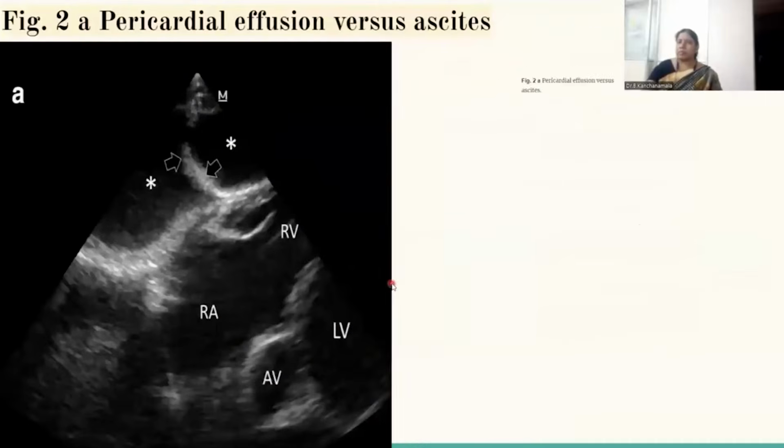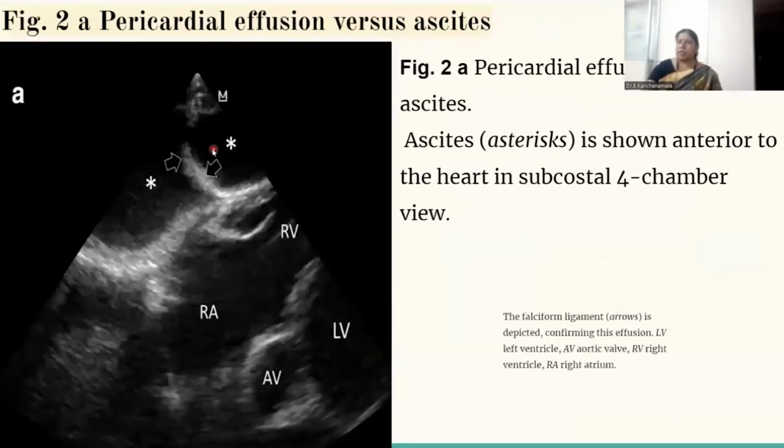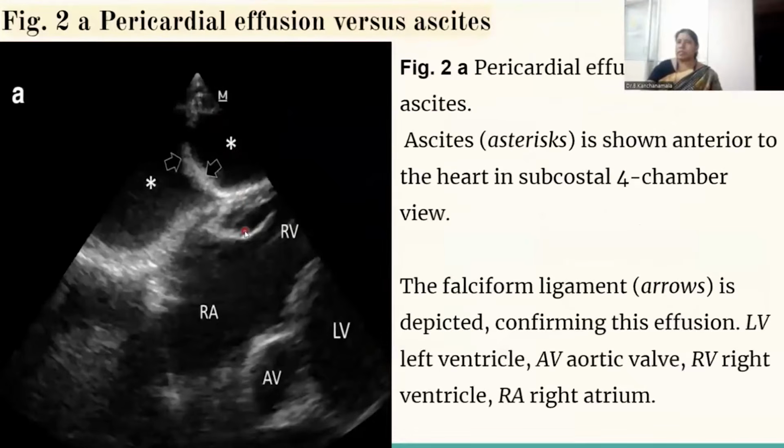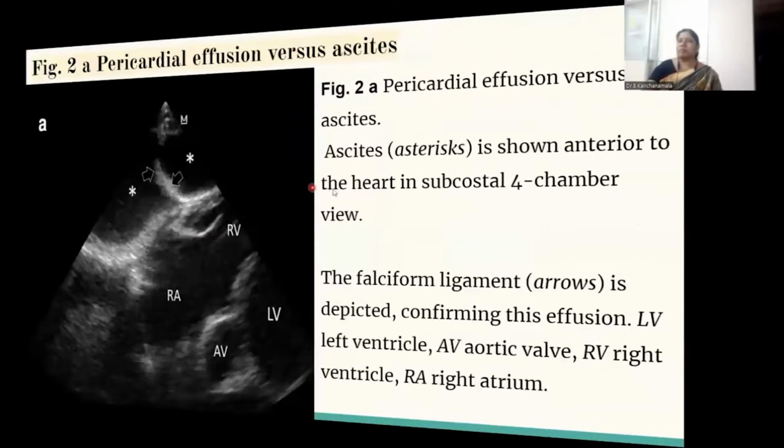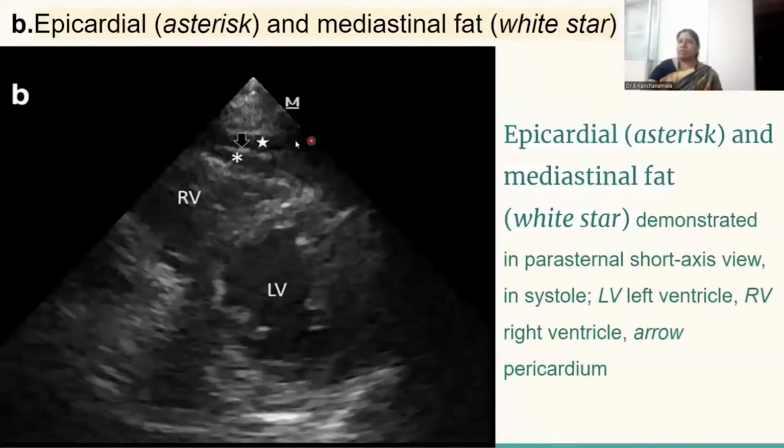How to identify pericardial effusion versus ascites? This is the falciform ligament, and this is the scanning from the skin. We see that there is a collection close to the skin, so this is the ascitic collection. The fat collection can be misinterpreted as fluid.